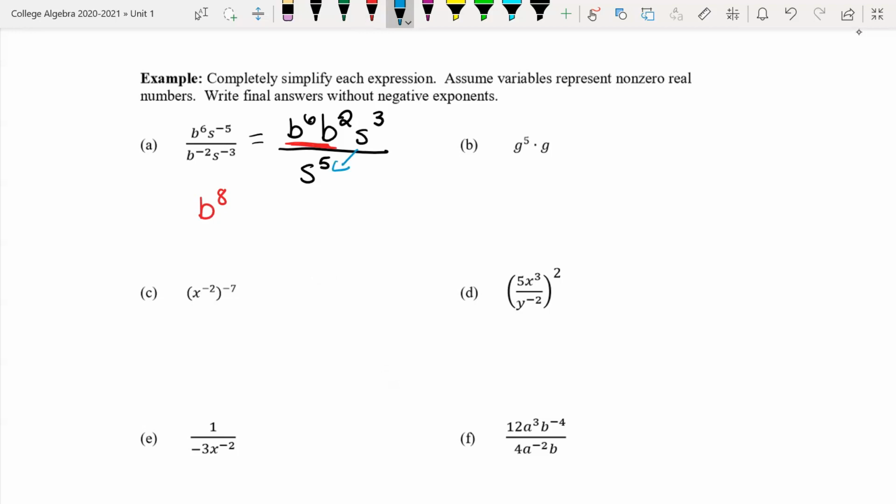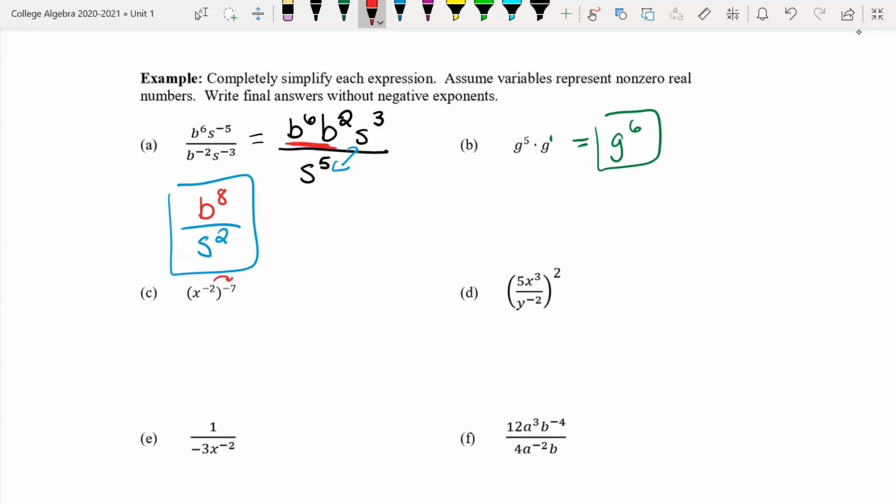This one, same base. I'm going to subtract. Notice the 5 is bigger, so 5 minus 3 would give me s to the second. This one, a lot of people forget that the exponent here is 1, so 5 plus 1 when you multiply, you add, is g to the 6.